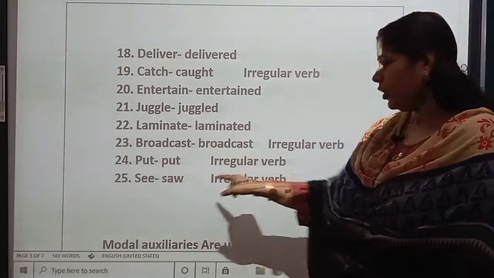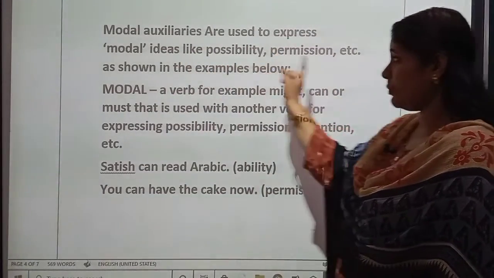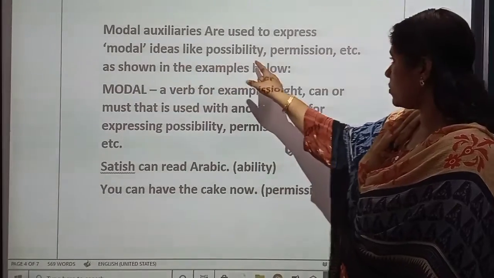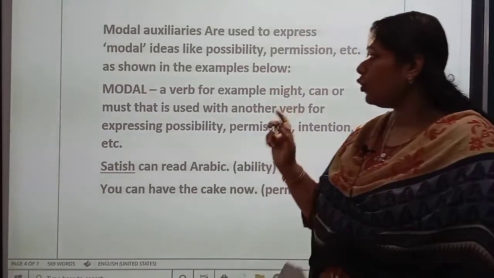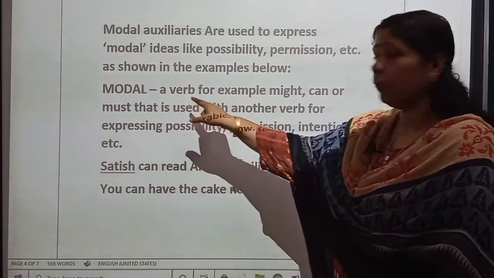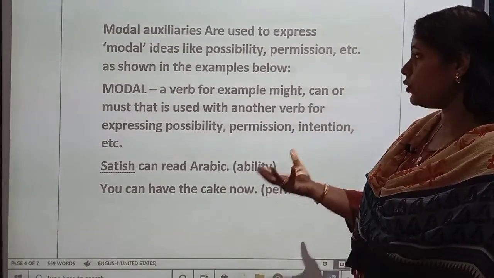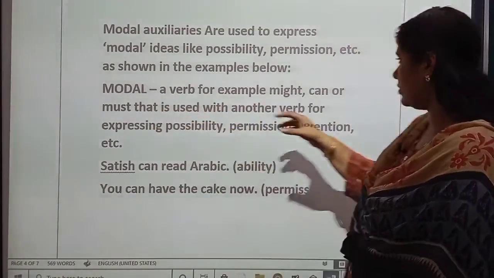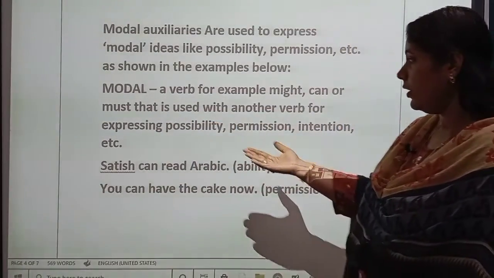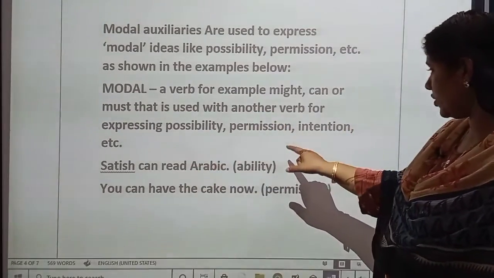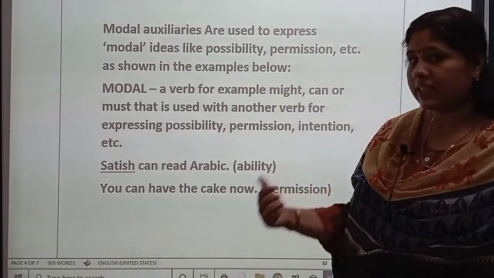See, saw, irregular verb. Modal auxiliaries are used to express modal ideas like possibility, permission, etc., as shown in the examples below. So what do you mean by modal? Modal is a verb, for example, might, can, could, should, must. Understood? All these come under the category of modal auxiliary verb. Can or must is used with another verb expressing possibility, permission, intention. So let's read the examples and understand the same.